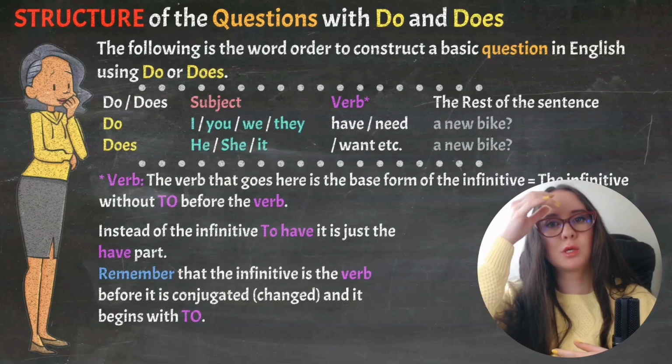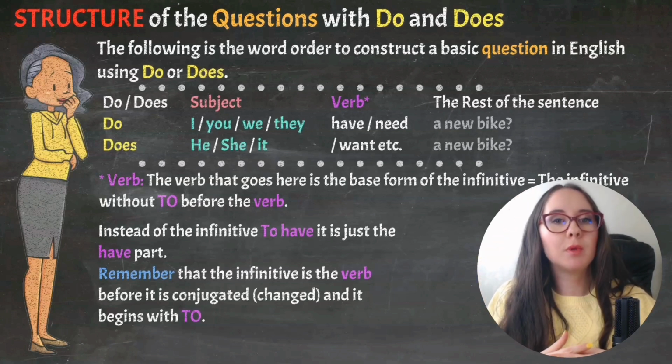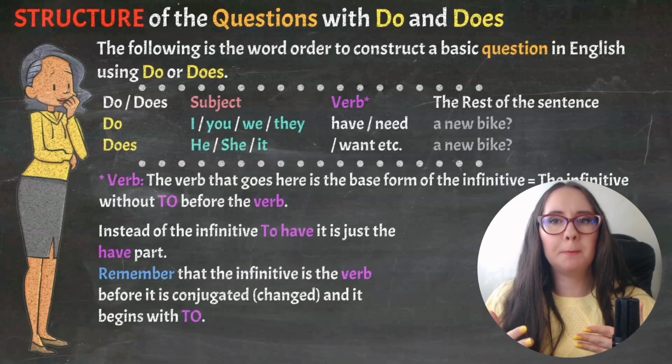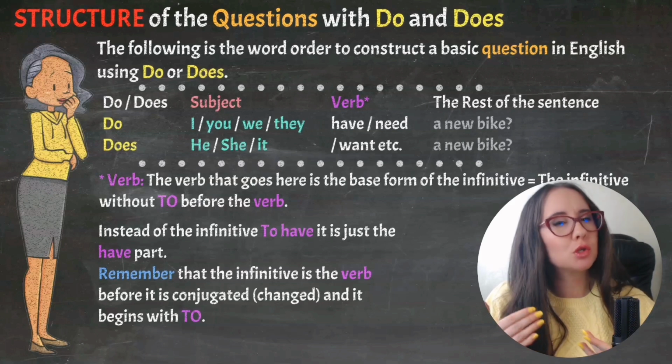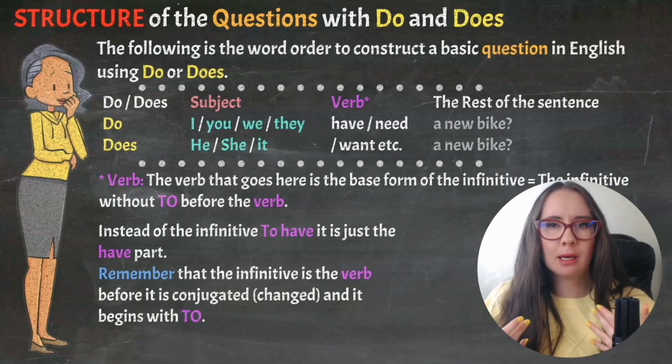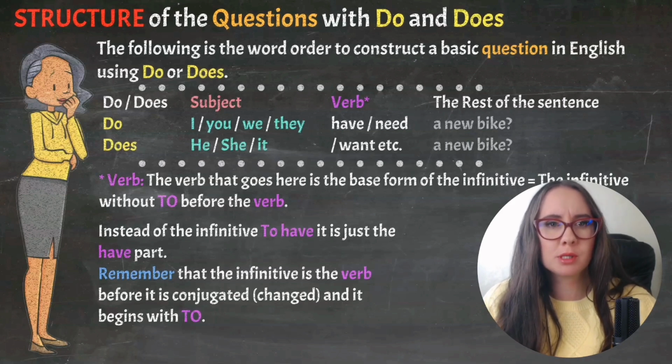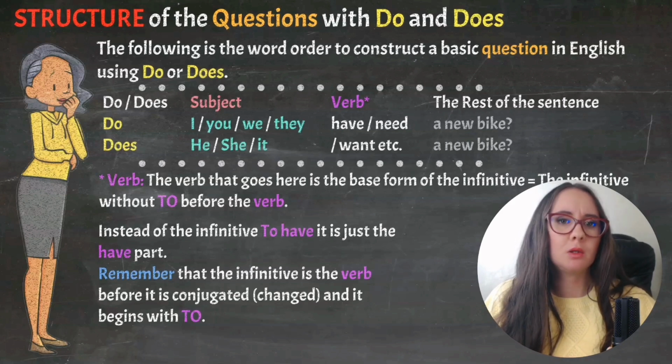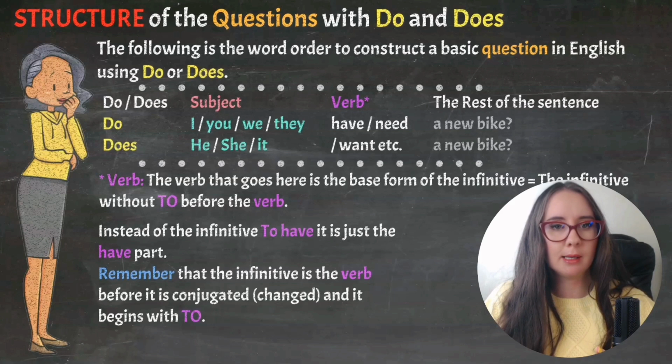Next, structure of the questions with do and does. The following is the word order to construct a basic question in English using do or does. Yeah, it's difficult to understand this sentence. What does it mean? They want to say to us that we have, one more time, an auxiliary verb in first position in questions, do, does. Next, subject. This is our word order, yeah?